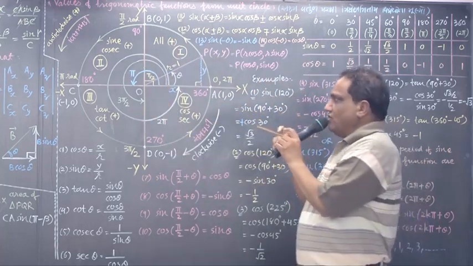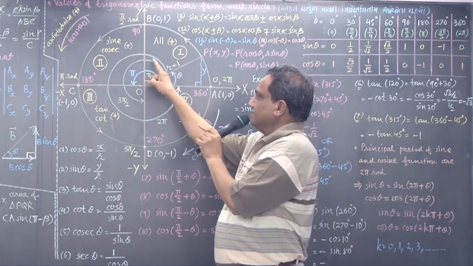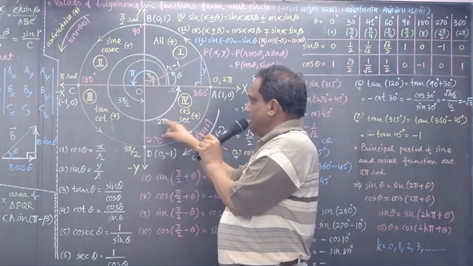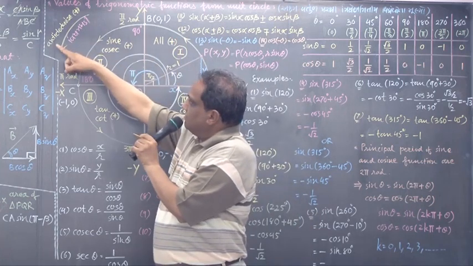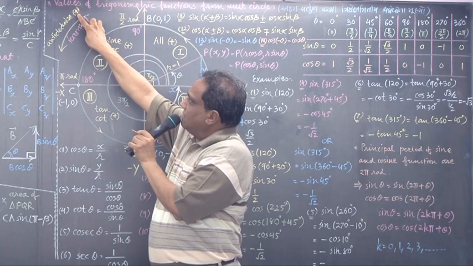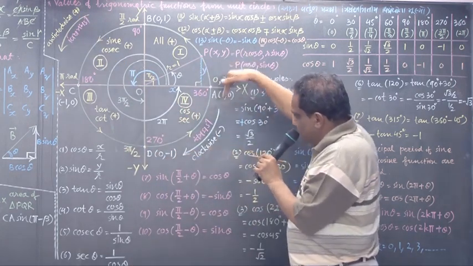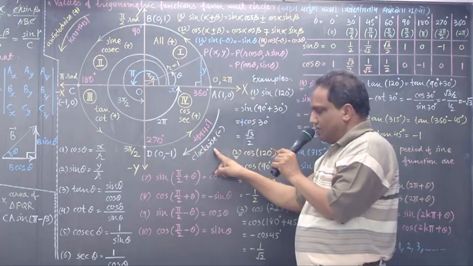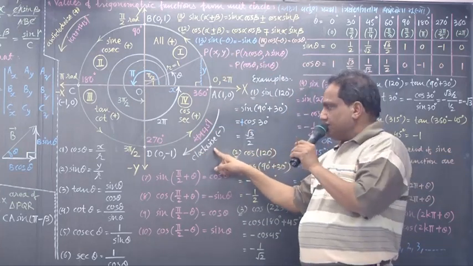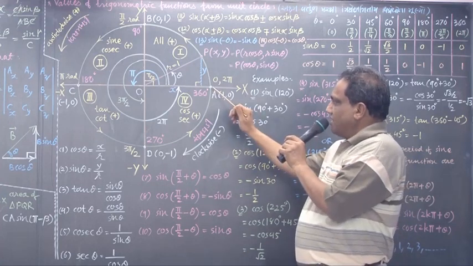Okay? So if you move anti-clockwise this way, then the angle will increase. That's why it is plus. Suppose you move this way, that is clockwise. The angle will decrease. So I'm writing minus. Let me start from point A.